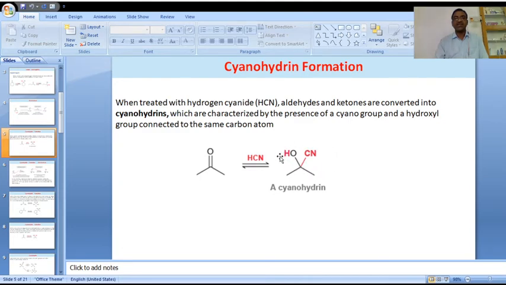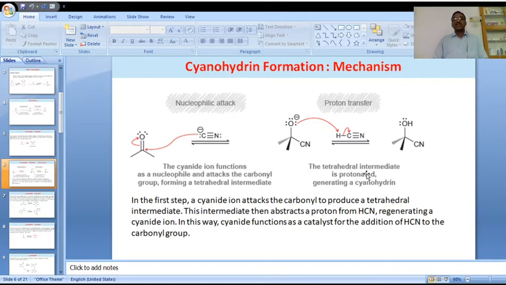It is converted to cyanohydrin. In this cyanohydrin compound, there is a cyano group and a hydroxyl functional group. These are connected to the same carbon atom. This is the cyanohydrin structure formation from aldehydes or ketones. Is it clear to all of you? This is the clear mechanism of that particular cyanohydrin formation reaction.